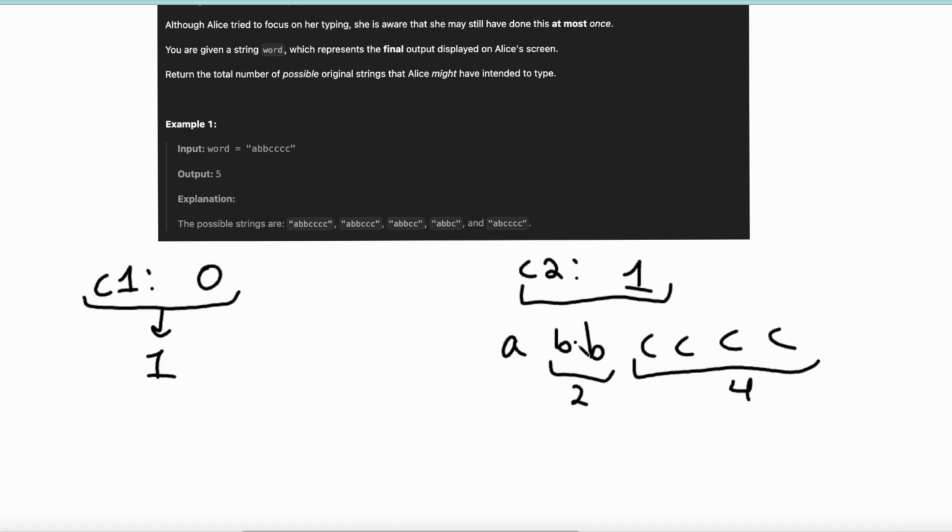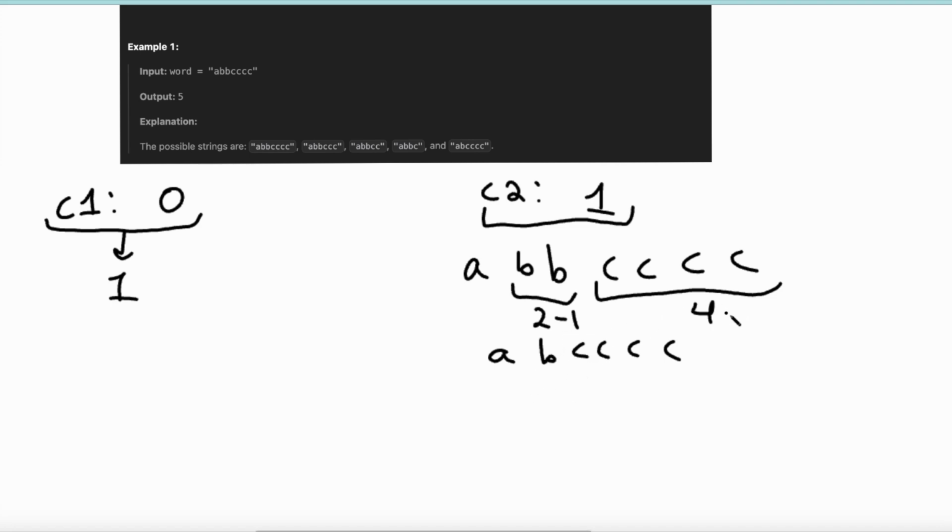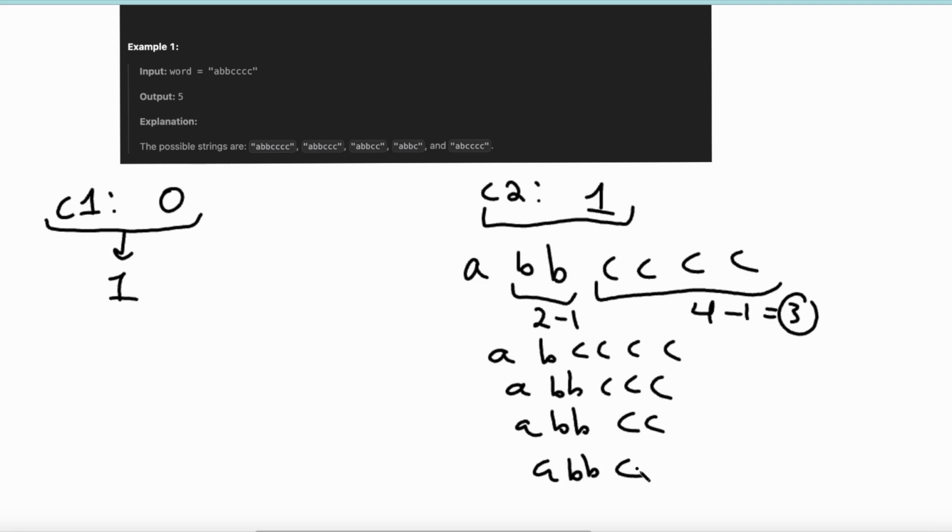So if this chunk were the part where she pressed the key too often, then the only possible string she could have meant was A, B, C, C, C, C, where you subtract 1 from the length of the consecutive. And the same goes for here, right? You subtract 1 to see that she could have meant 3 potential outcomes, where it's either A, B, B, C, C, C, or A, B, B, C, C, or A, B, B, C.